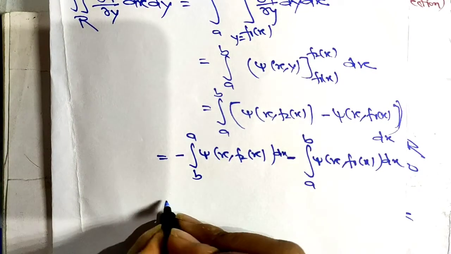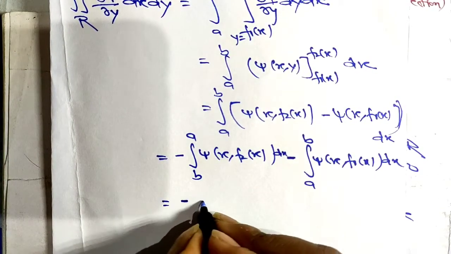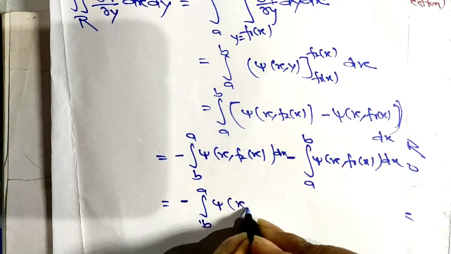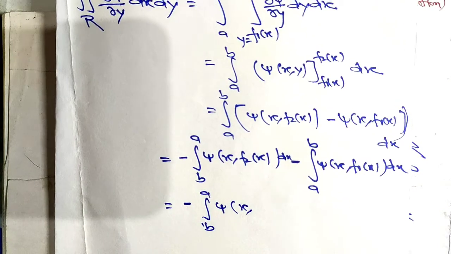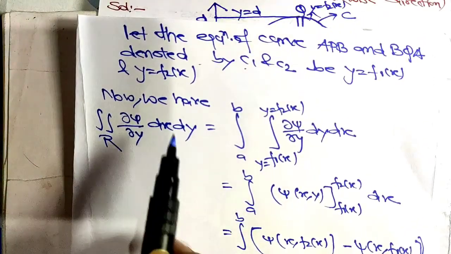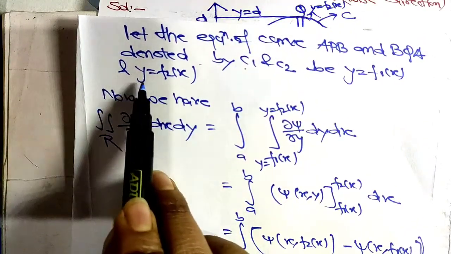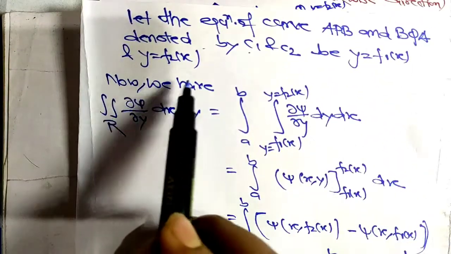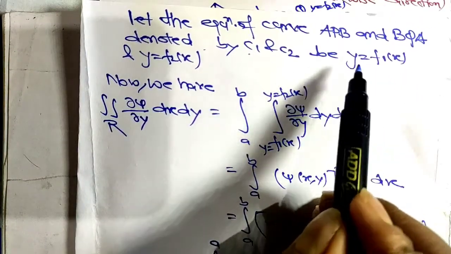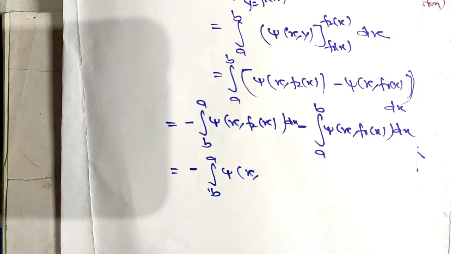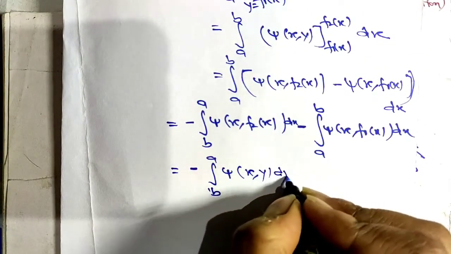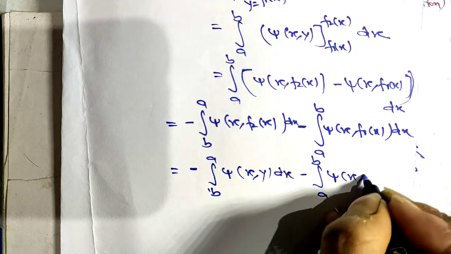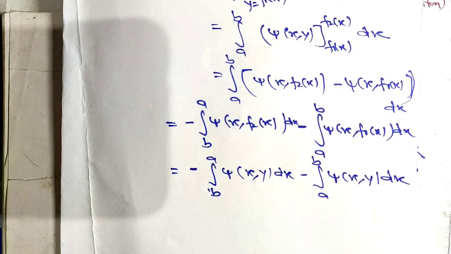Now minus ∫ from a to b of ψ(x, f2(x)) dx. What is f2(x) equal to? We consider f2(x) equals y and f1(x) also equals y, so f2(x) and f1(x) both equal y. So we are going to write y here, dx minus ∫ from a to b of ψ(x, y) dx.